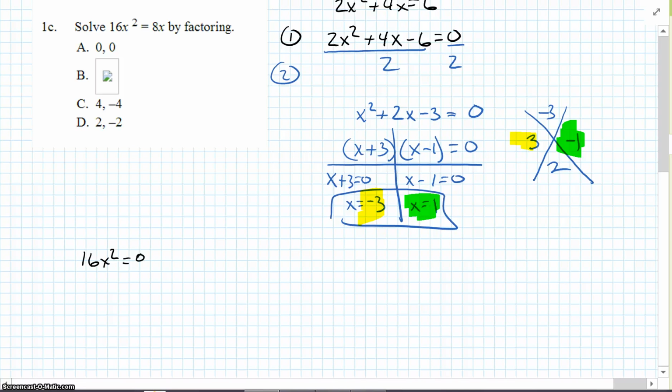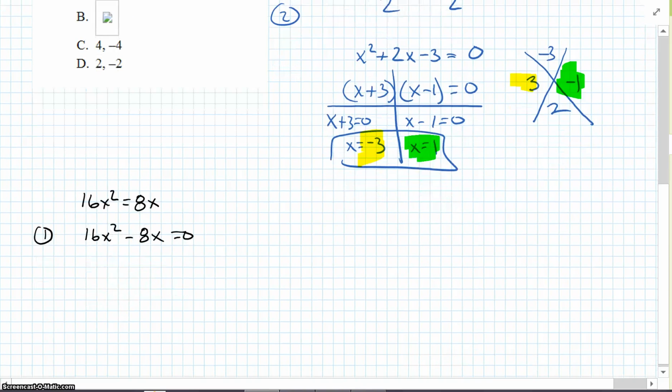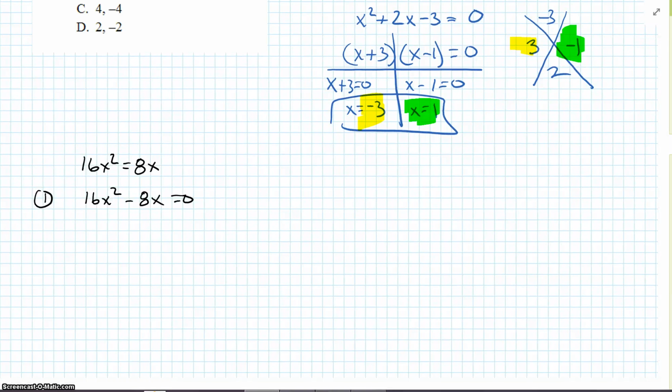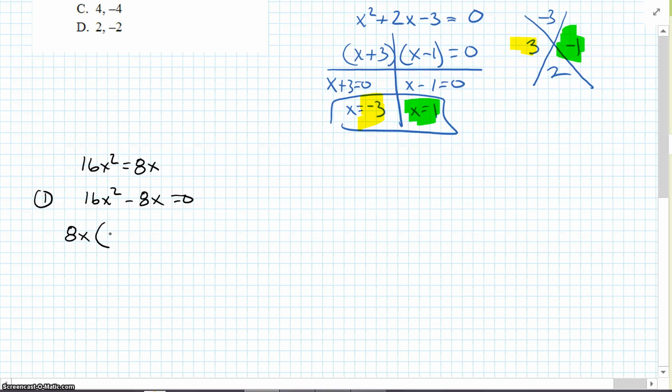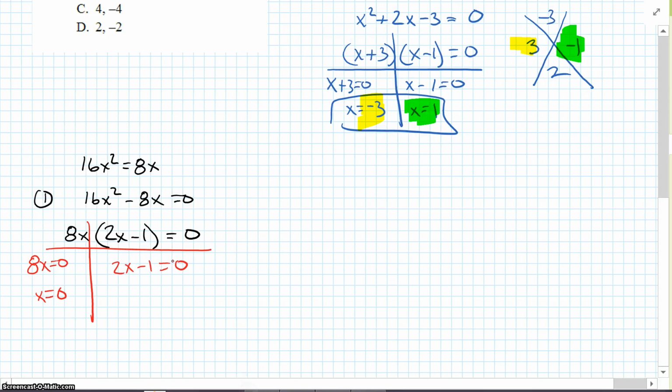16x squared equals 8x. Okay, well, step 1, set it equal to 0. 16x squared minus 8x equals 0. Okay, is there any GCF, anything I can factor out? Yep, I can factor out an 8x. So when I factor out an 8x, I'm going to get 2x minus 1 equals 0. Okay. Set each side equal to 0 and solve. 8x equals 0. Divide each side by 8. X equals 0. 2x minus 1 equals 0. Add 1 each side. 2x equals 1. Divide each side by 2. X equals 1 half. So our solution is x equals 0 and 1 half.